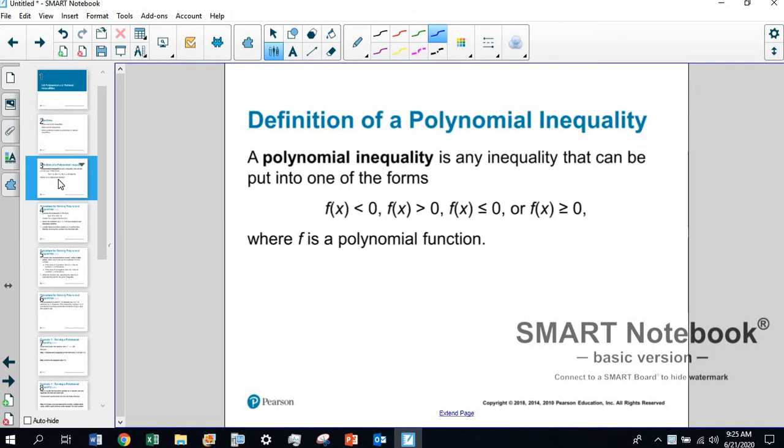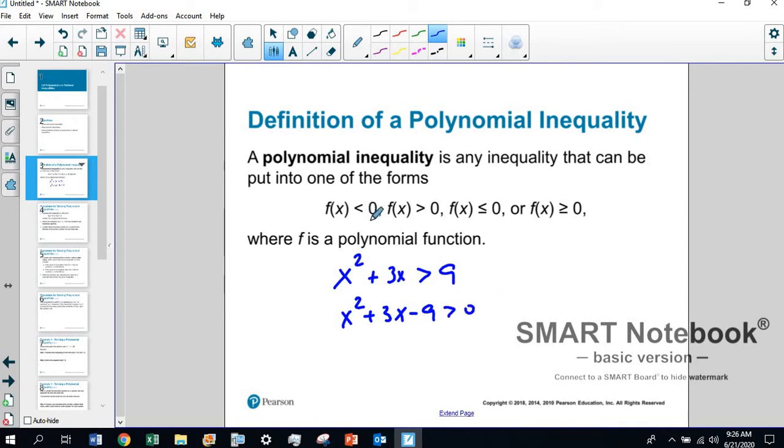So what is a polynomial inequality? It's simply any inequality that has a polynomial in it that can be compared to 0. Less than 0, greater than 0, whatever. So even if you have x squared plus 3x greater than 9, that is still a polynomial inequality because I can subtract 9 from both sides and compare it to 0.